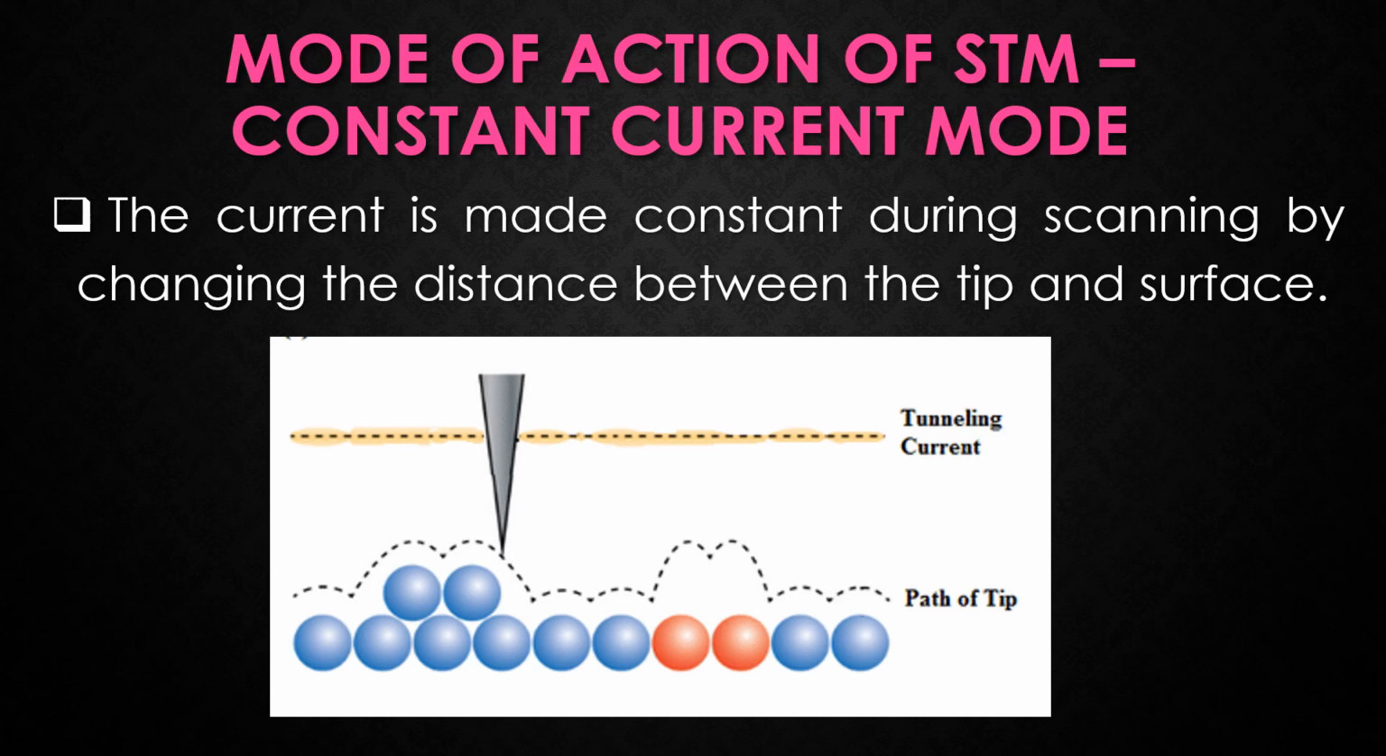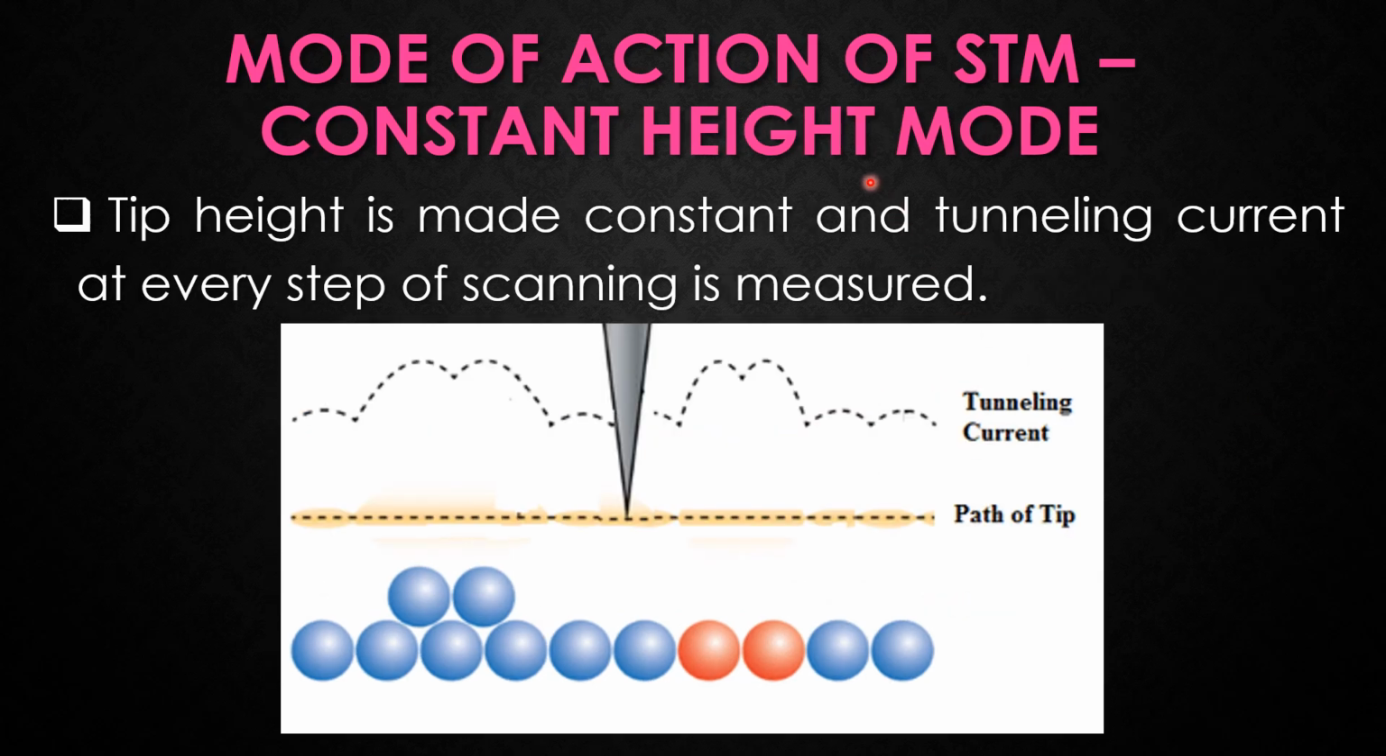Mode of action of scanning tunneling microscopy. The scanning tunneling microscope can be operated in two modes. The first mode is the constant current mode. The second mode is the constant height mode. This slide shows the first mode, the constant current mode. In this mode, the current is kept constant during the scanning by changing the distance between the tip and the surface.